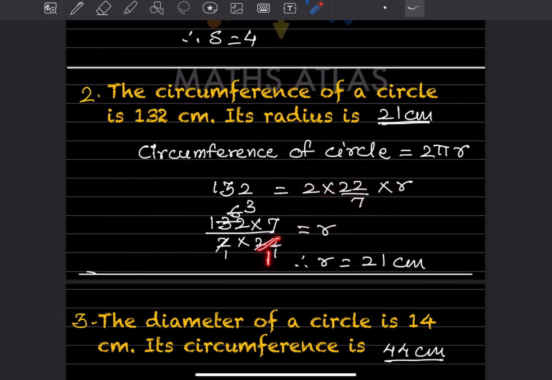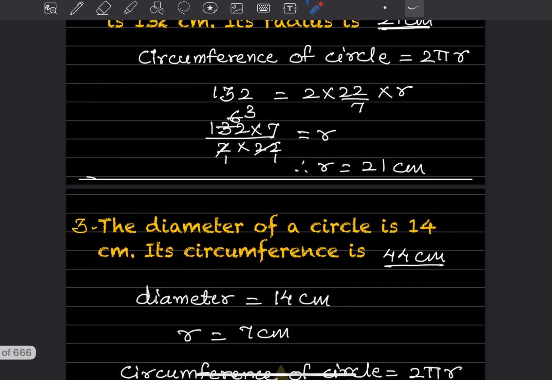So you can simplify this one. That will be 6. 2 1s are 2, 3s are 6. You can do it anyway. So that is going to be r is 21 centimeter.